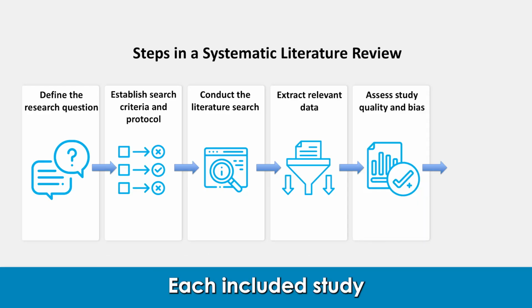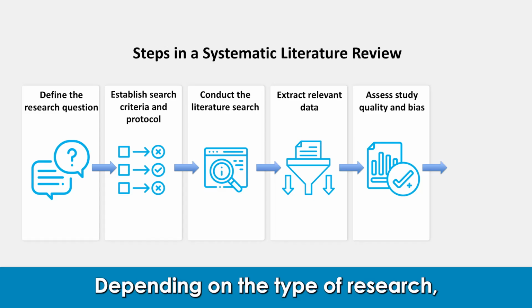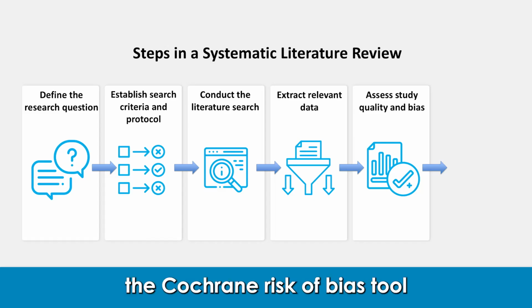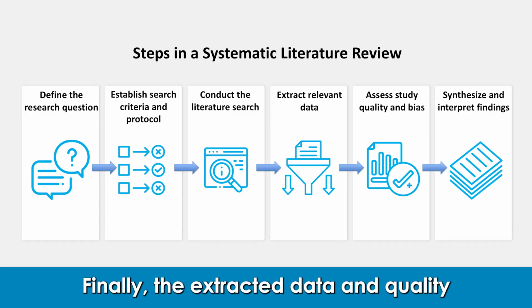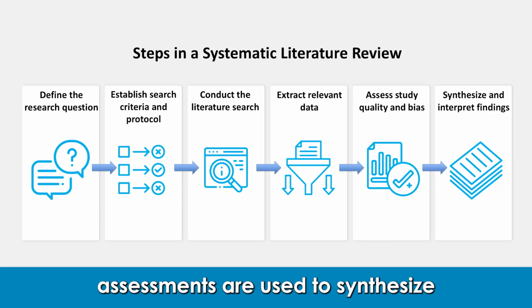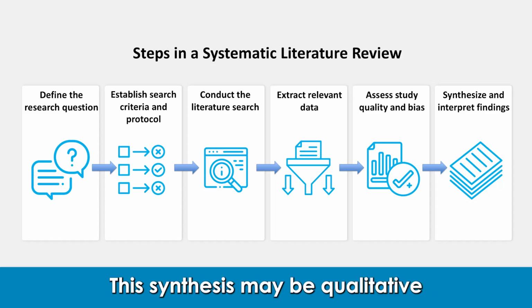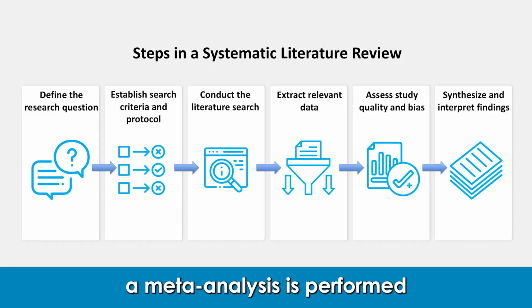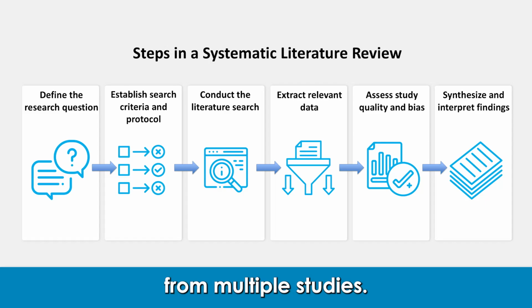Each included study is then evaluated for quality and potential bias. Depending on the type of research, different risk of bias tools may be used. For example, the Cochrane risk of bias tool is commonly applied to assess randomized controlled trials. Finally, the extracted data and quality assessments are used to synthesize the evidence. This synthesis may be qualitative or quantitative, depending on the nature of the data. In some cases, a meta-analysis is performed to statistically combine results from multiple studies.